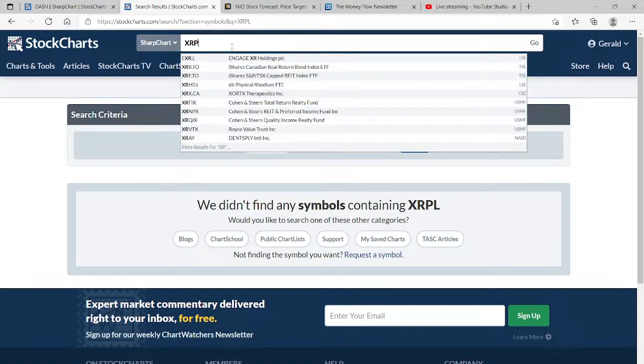What the hell is XRPL? That's not even a ticker, dude. Messed up the thing with non-tickers.